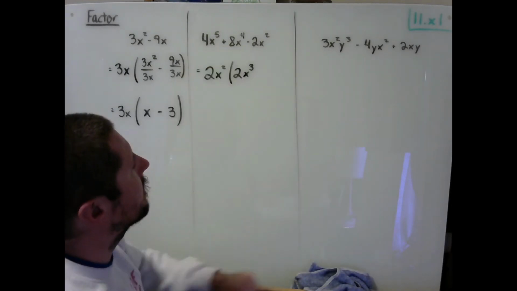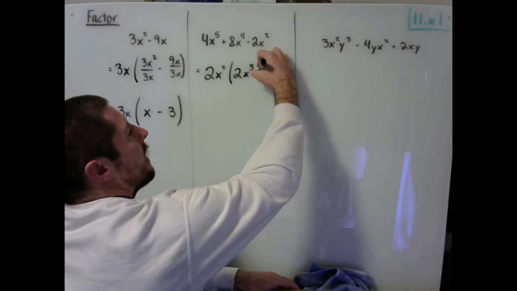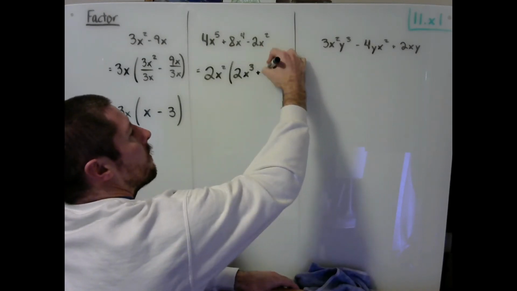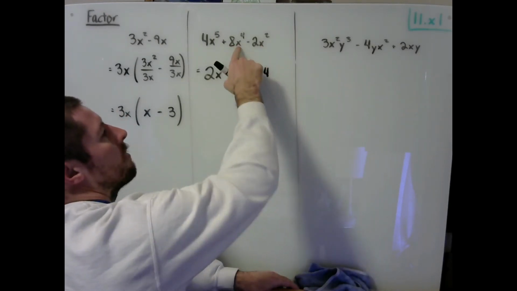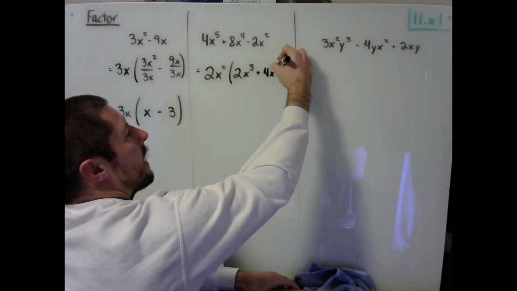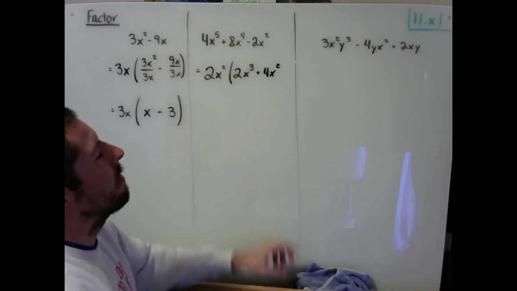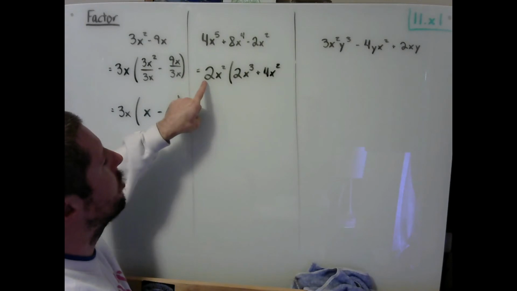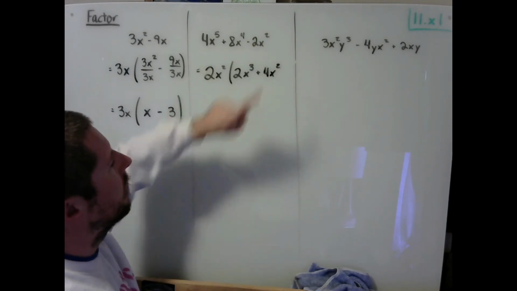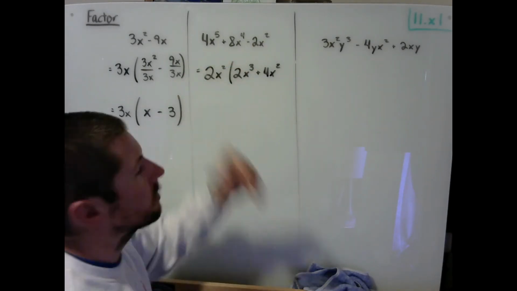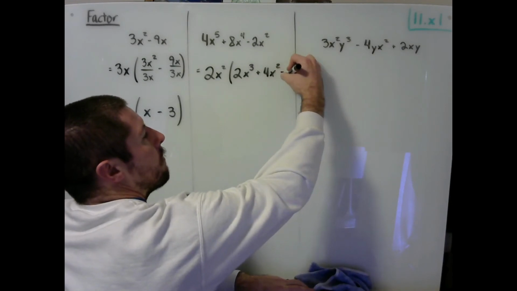Similarly, 8x to the 4th, I'll go ahead and divide 8 by 2 to get 4. I'll divide x to the 4th by x squared to get x squared. For my final term, 2 divided by 2 is 1, but don't forget our negative. X squared divided by x squared, also 1. So it really looks like we just have a minus 1 here.